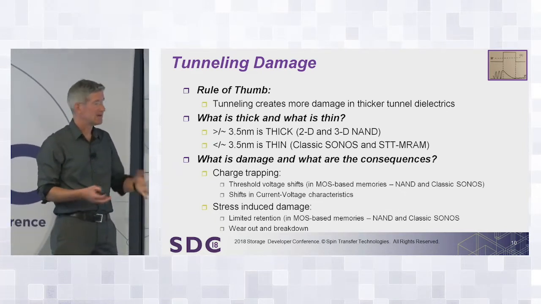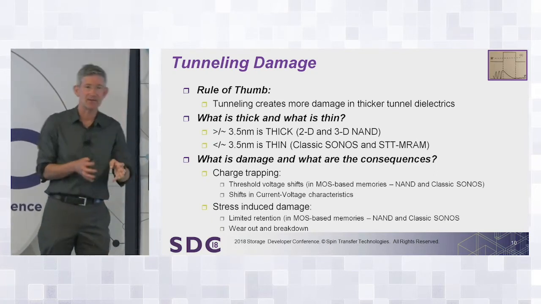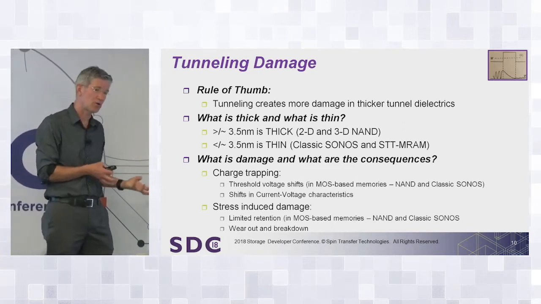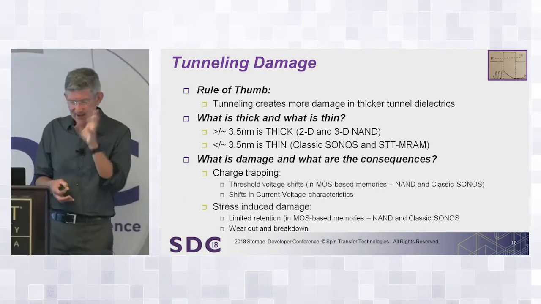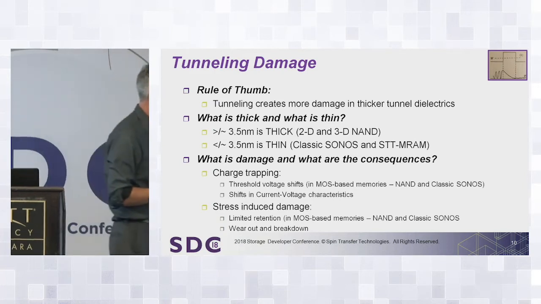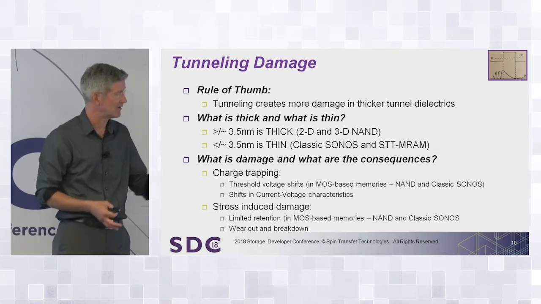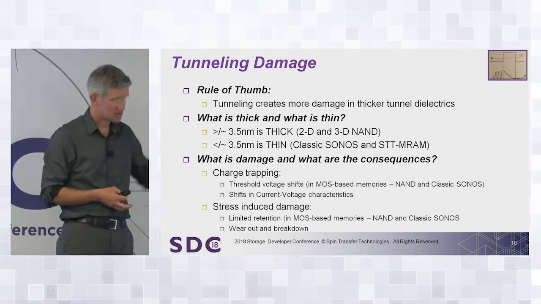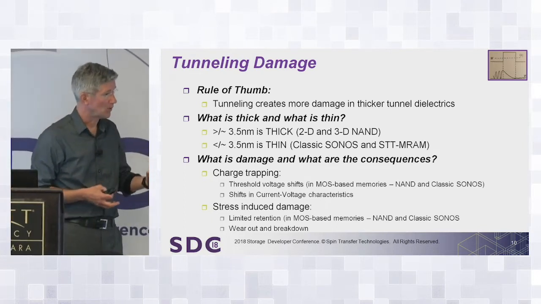And what is thick and what is thin? So about 3.5 nanometers is regarded as thick in the 2D NAND and 3D NAND, and less than that is thin for classic SONOS and STT-MRAM. Because if you look at STT-MRAM by itself, if you take care of the stochastic nature, you can get to about 1 million to 100 million cycles. If you look at 2D and 3D NAND, depending on the SLC, MLC, TLC, whatever, you can get anywhere between a few thousand to maybe 100,000 cycles, right? Classic SONOS, much thinner dielectrics, you can get up to 1 million cycles or more.